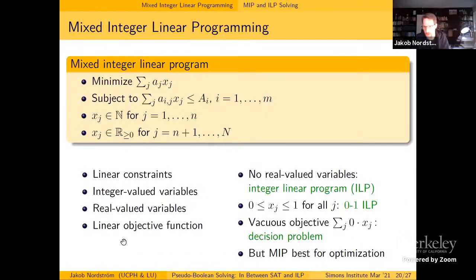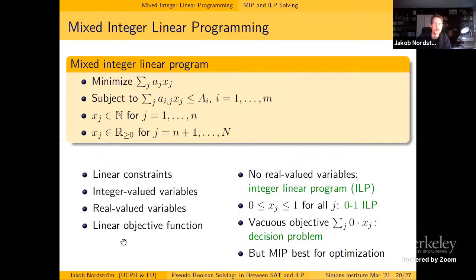So what's up with MIP solvers? MIP solvers actually solve a much more general problem. Some of the variables will be integral and not necessarily Boolean, and other variables will be real valued. As a special case, if you don't have any real valued variables, then you have an integer linear program, and if in addition all of these variables are bounded between 0 and 1, then you have a 0-1 integer linear program, which is just another name for the pseudo-Boolean formulas that we started with. And if you want to do pseudo-Boolean solving, then you give a vacuous objective function.